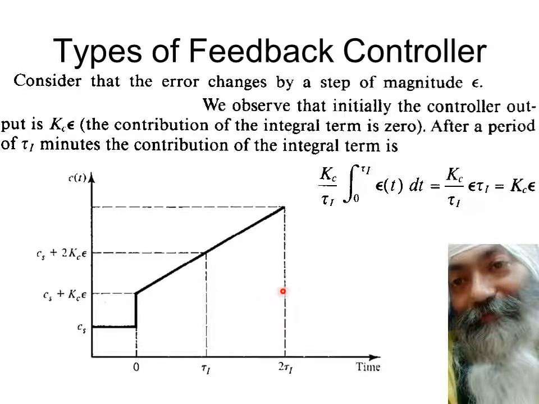As long as this epsilon persists, this is the beauty of the integral controller. If the error persists for a longer time, then the output will go on increasing and increasing till the error becomes zero. However small the error may be, the output will continue to increase till it is finally able to bring the error back to zero. So this is the beauty of the integral controller, and this also becomes its limitation, as you will see in the subsequent slide.